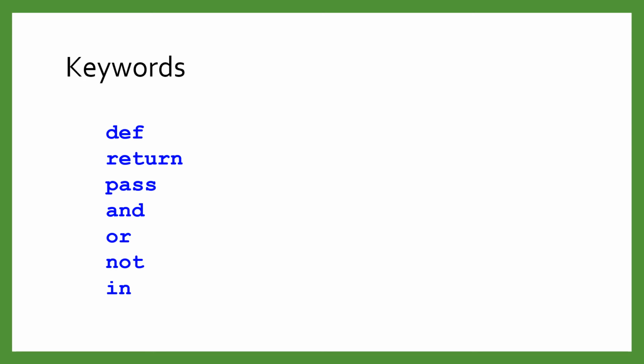We have now learned a few keywords: def, return, and pass. In previous lessons, we learned a few other keywords: and, or, not, and in. Python has a small set of keywords, and you will eventually learn most of them. An important detail to remember is that we cannot name variables or functions using keywords, because Python will get confused by what we are trying to say.